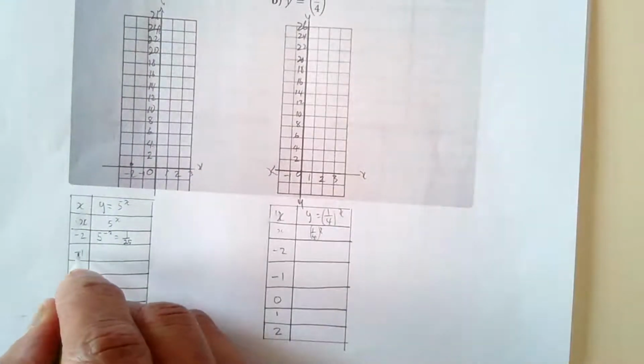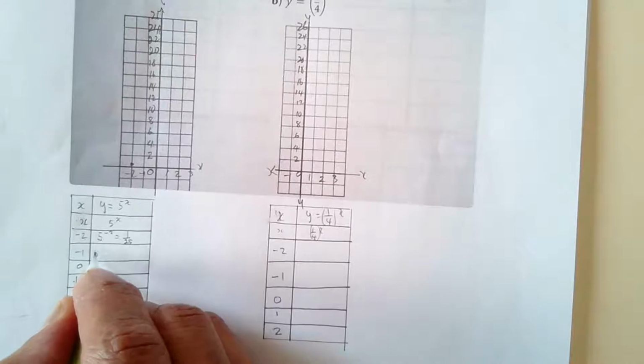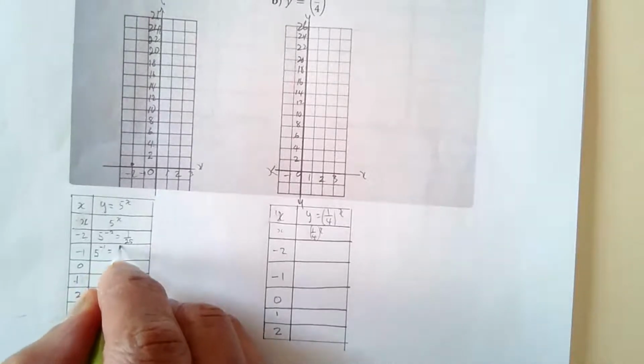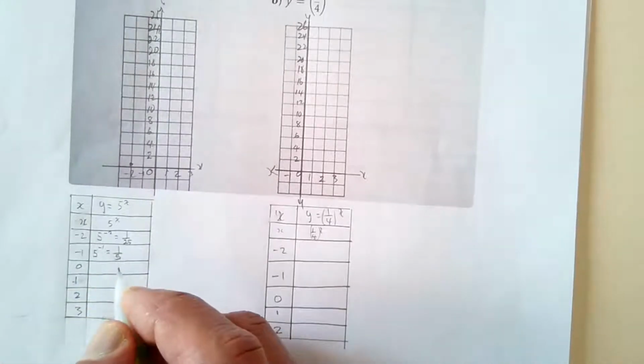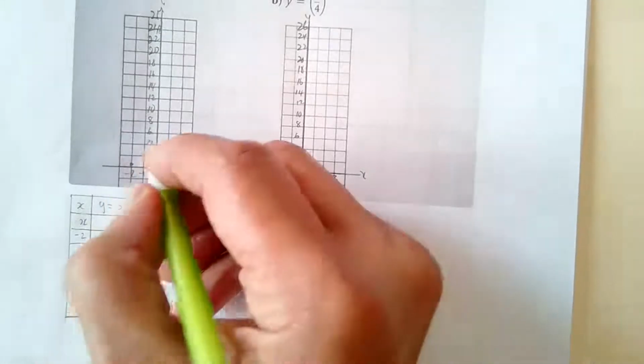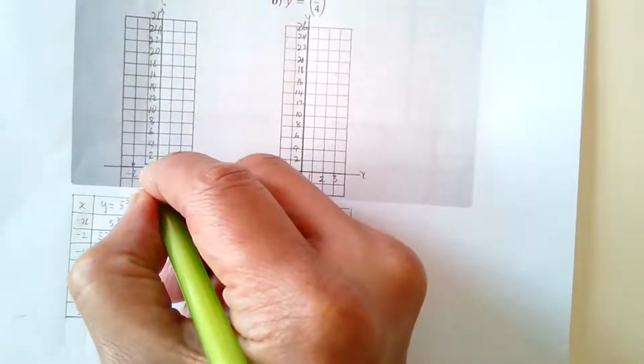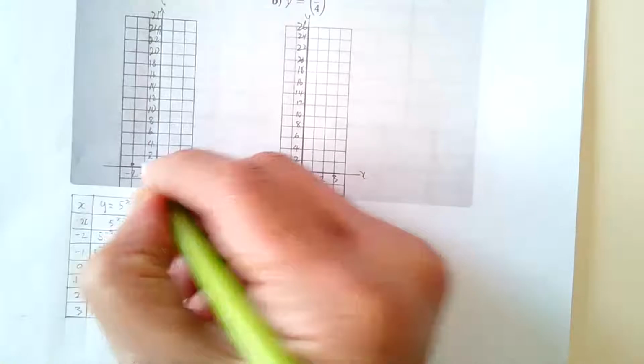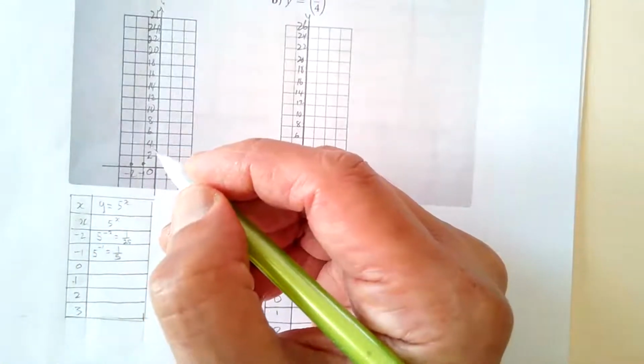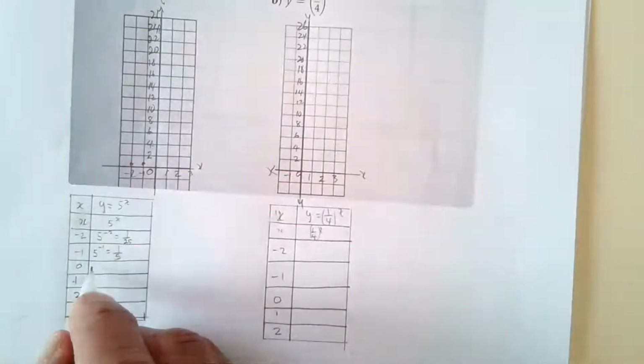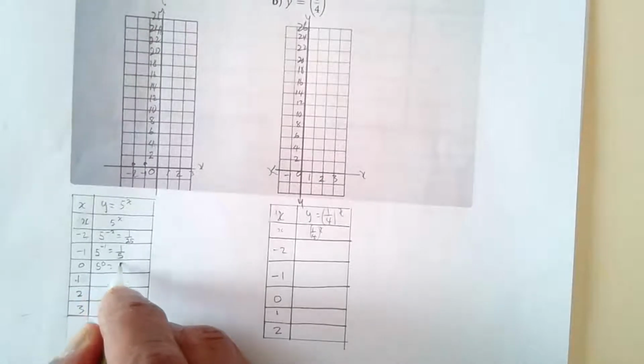Next, we have x is -1, 5 to the -1, which is 1/5. So -1, 1/5, which is very almost touching it. And when x is 0, 5 to the 0 is 1.